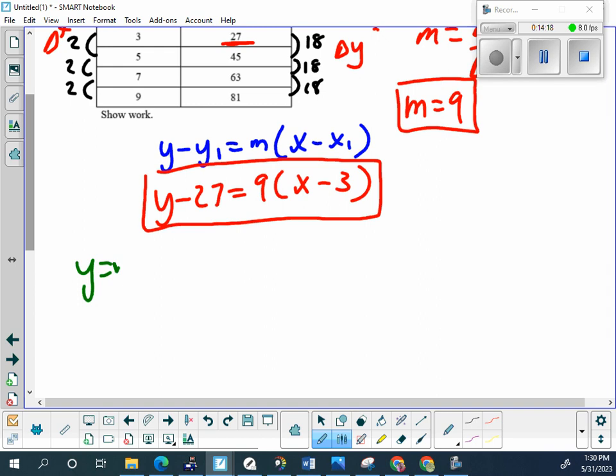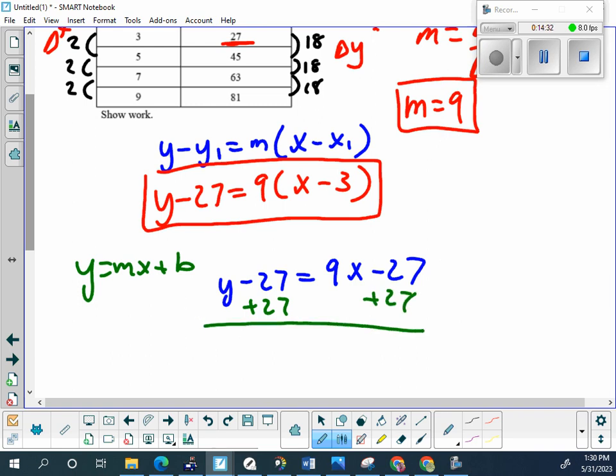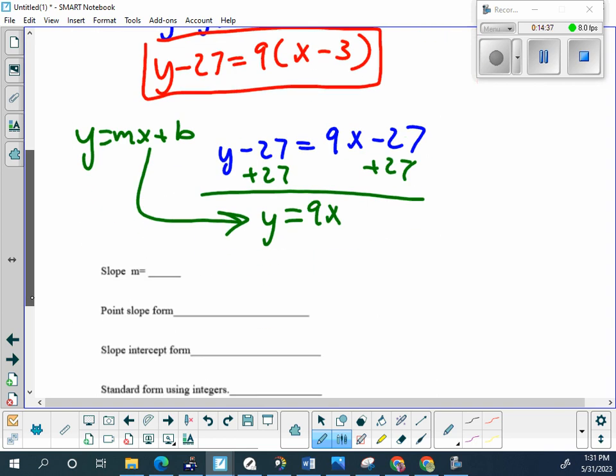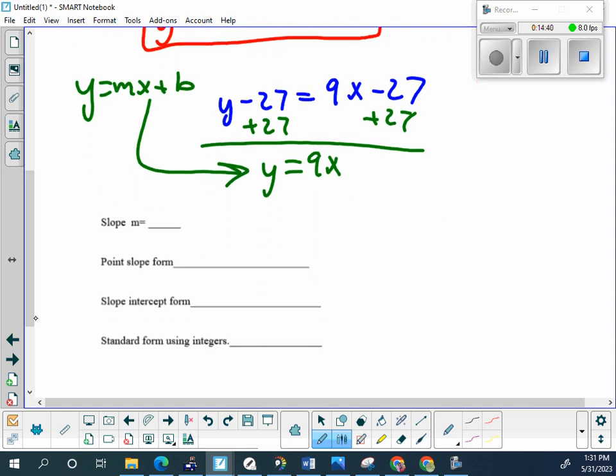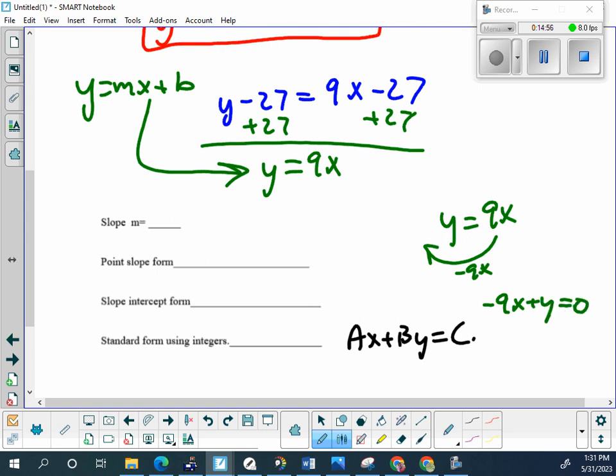My third answer is y equals mx plus b form. Again, showing the work. I'm going to take my point slope and distribute the 9. So it's 9x minus 27. Now when I add 27 to both sides, I get y equals 9x. So this is y equals mx plus b form. The last form is standard form, which is ax plus by equals c. I'm only going to have to move this 9. So I'm going to take the y equals 9x and just move this over by subtraction. And I get negative 9x plus y equals 0. And that's my last answer.